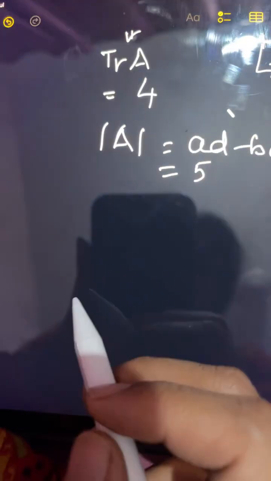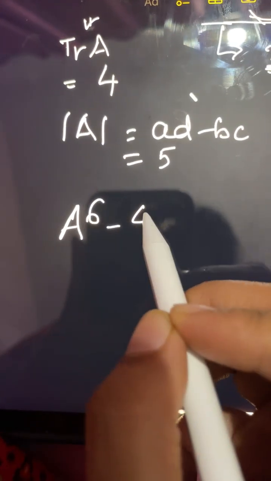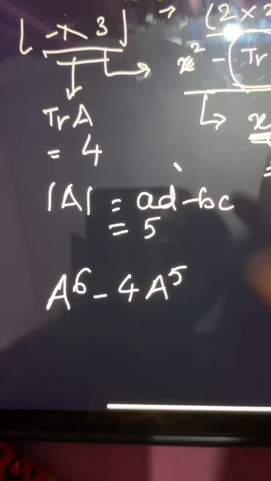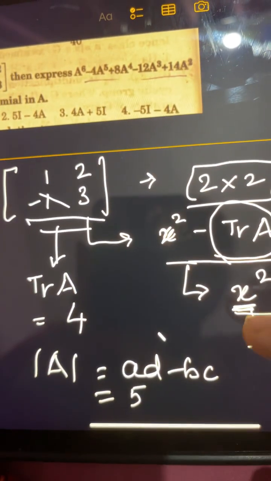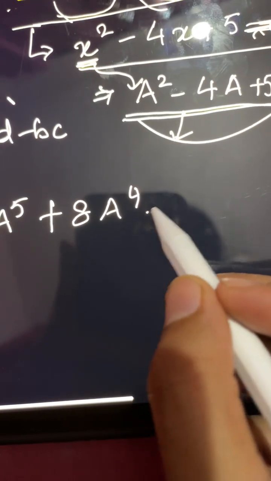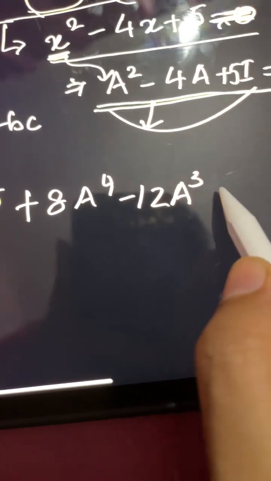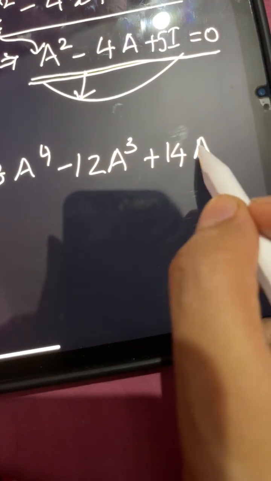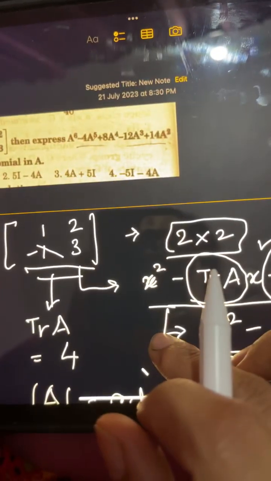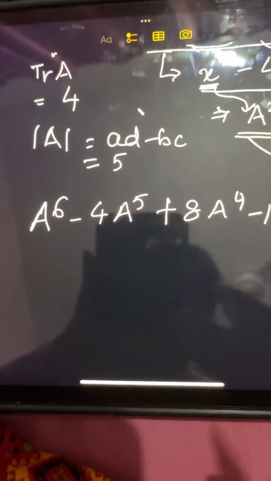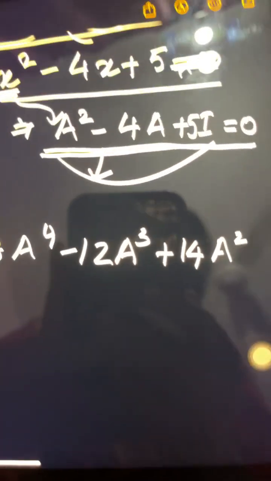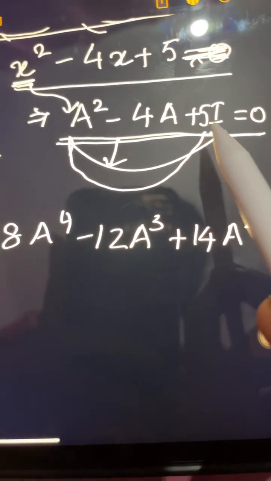A^6 minus 4A^5, let's just write that down, minus 4A^5, okay, and then plus 8A^4, and then you have minus 12A^3 plus 14A^2. ओके, सो ये मेरा, let's just cross check, कुछ छूटा तो नहीं ना? हाँ, this is fine. ओके, सो अब क्या करते हैं. Now my target is कि मैं किसी तरीके से I want to use this particular term. So let's just try and do that.